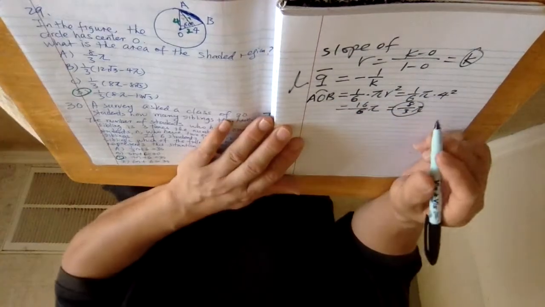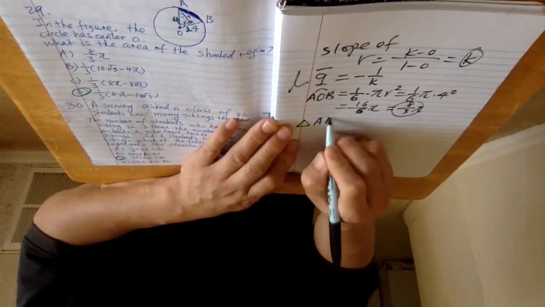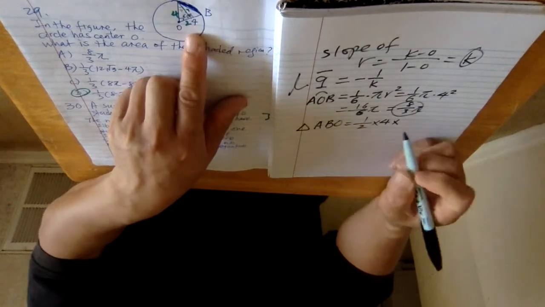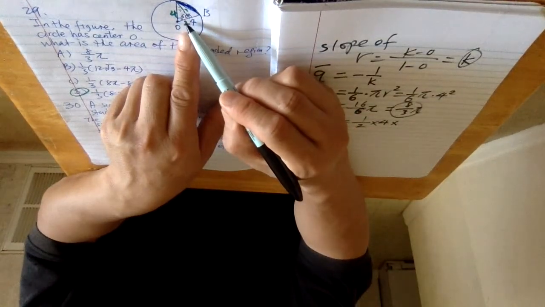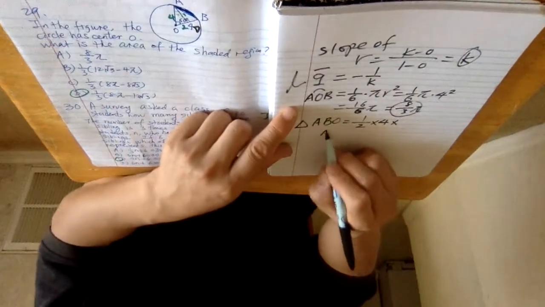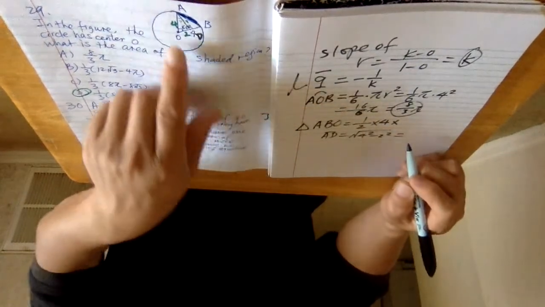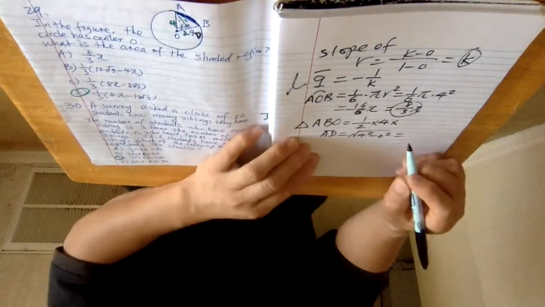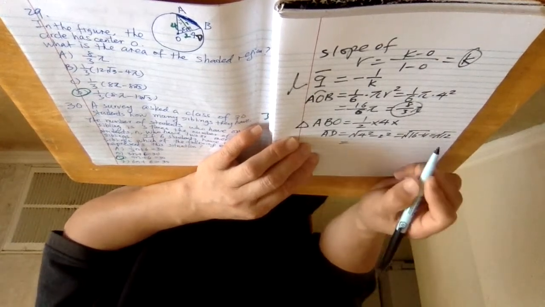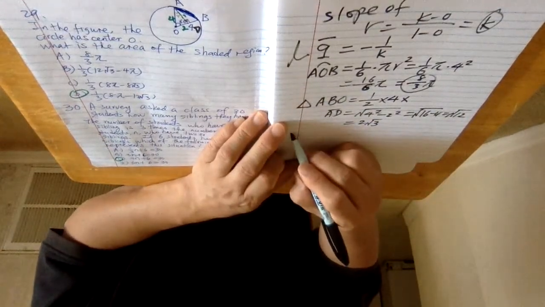So that's the area of the sector. Now let's look for the area of the triangle ABO, which equals half times the base. That's the radius 4. We know this one is used because of the 30 degrees, so this will be 2. We need to find the height. Let's name the point D here, AD. The height will be the square root of 4 squared minus 2 squared, because this side is 4 and this side is 2. So 16 minus 4 equals the square root of 12, which is the square root of 4 times 3, so it will be 2 square root 3.